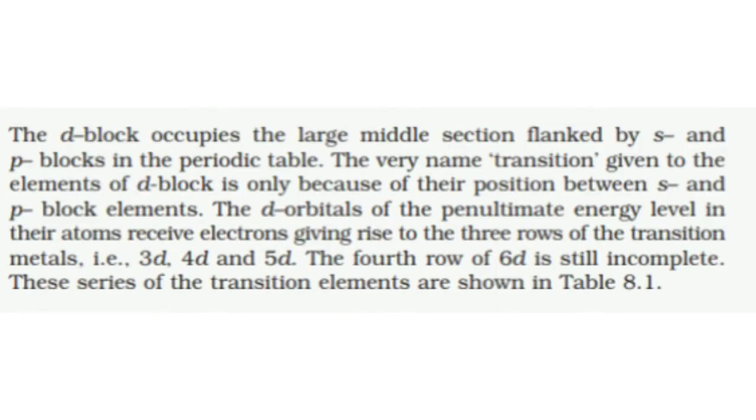The d block occupies the large middle section flanked by s and p blocks in the periodic table. The very name transition given to the elements of d block is only because of their position between s and p block elements. The d orbitals of the penultimate energy level in their atoms receive electrons, giving rise to the 3 rows of transition metals, that is 3d, 4d, and 5d. The 4th row of 6d is still incomplete. These series of transition elements are shown in Table 8.1.